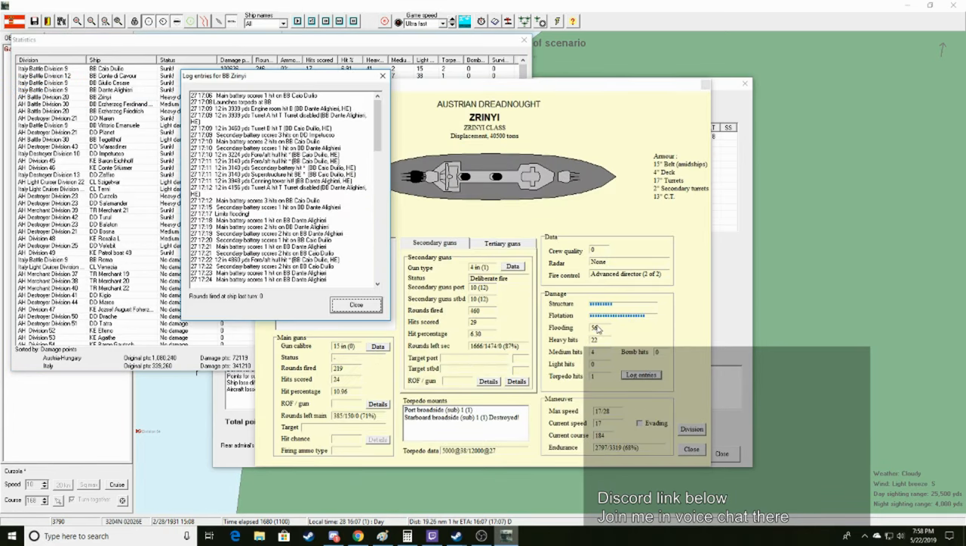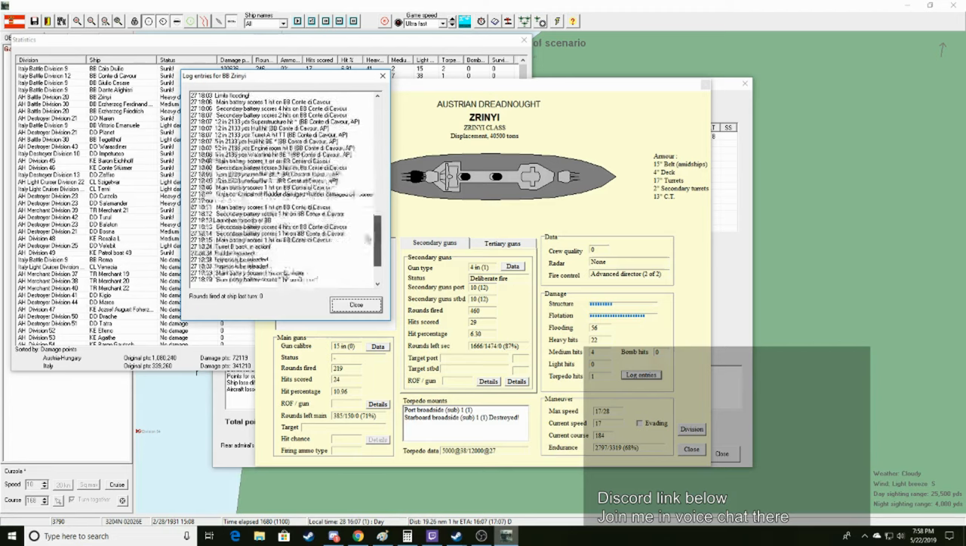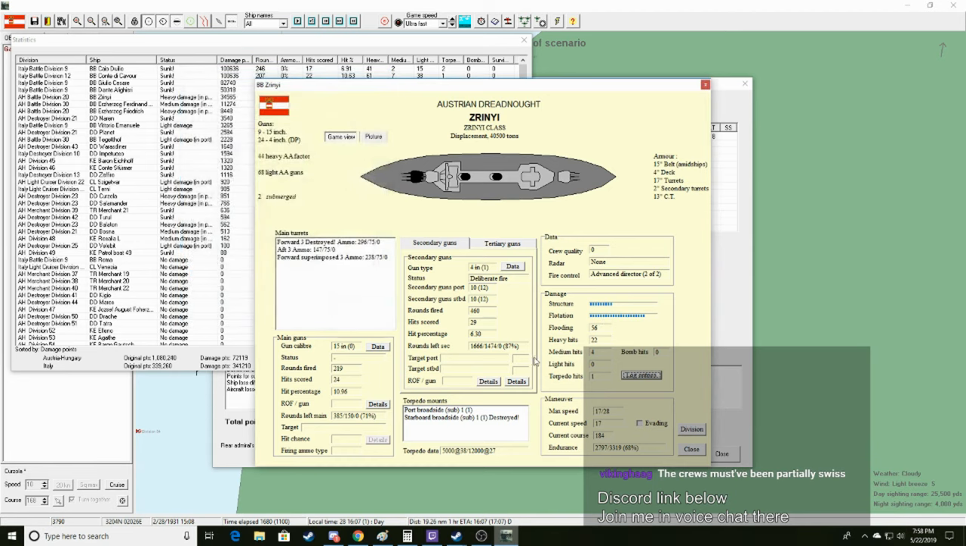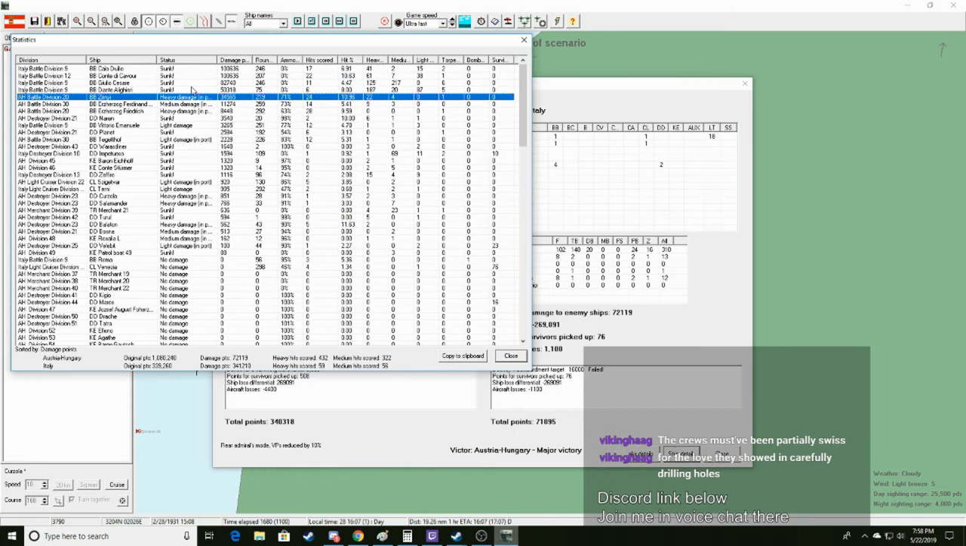So yeah, Zrini had a bulkhead rupture. And it did do some limiting of flooding, but it was stuck with 56 flooding at the end. The hull must have been partially Swiss at that point. Yeah, they would have been Swiss at that point. Carefully drilling holes. So yeah, Zrini unfortunately took damage due to that bulkhead rupture.